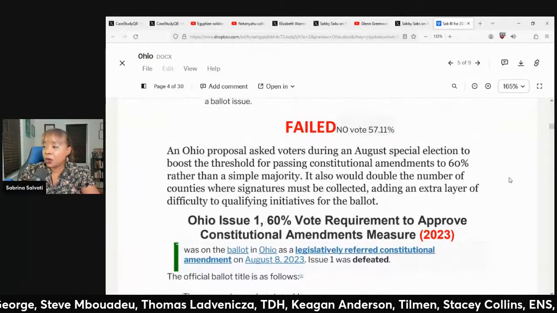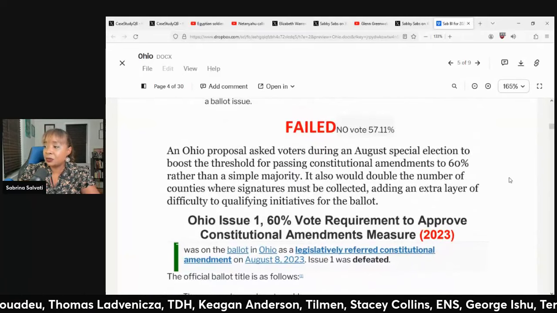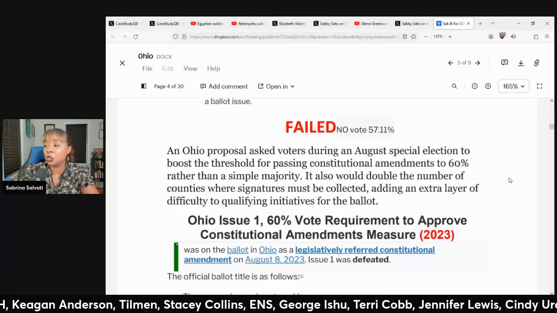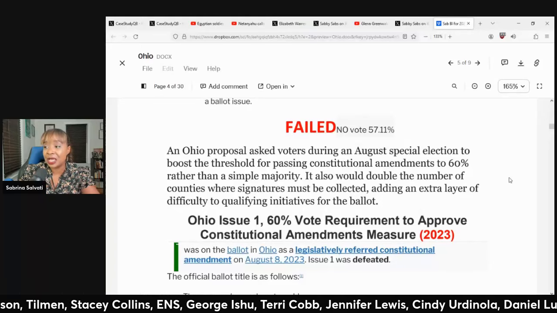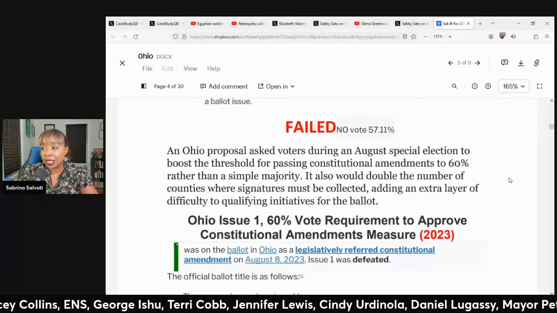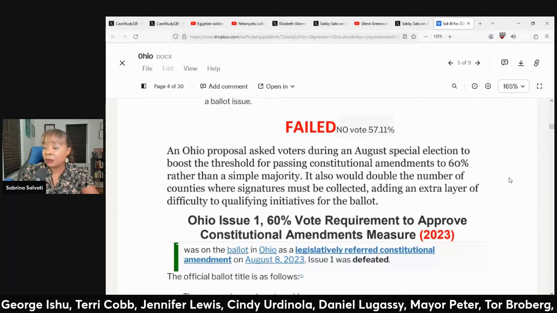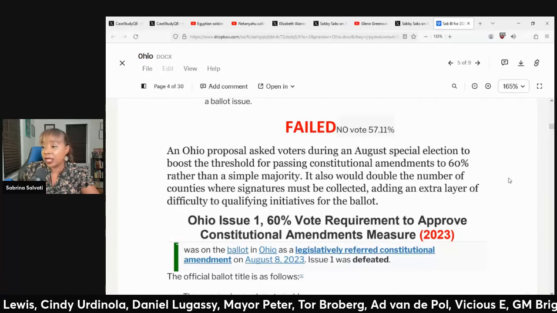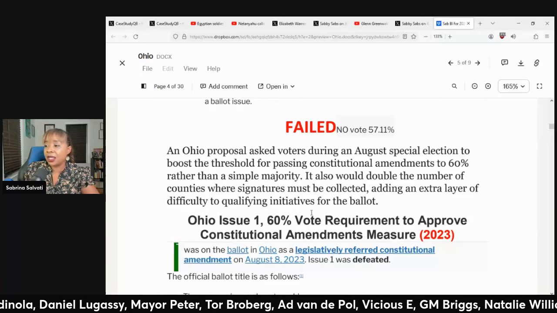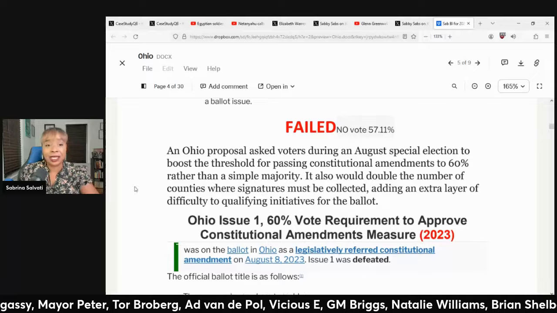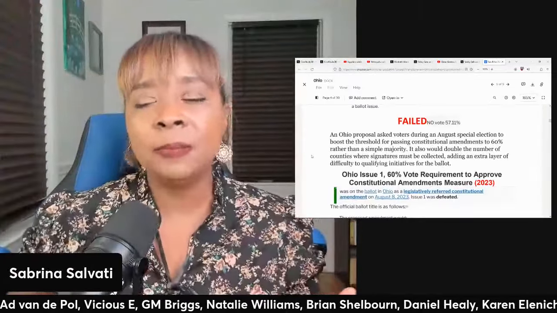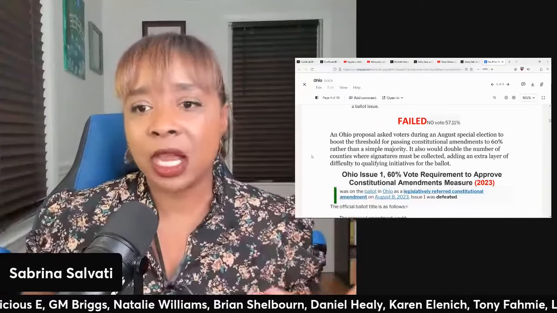An Ohio proposal asked voters during an August special election to boost the threshold for passing constitutional amendments to 60% rather than a simple majority. It would also double the number of counties where signatures must be collected, adding an extra layer of difficulty to qualifying initiatives for the ballot. They tried to pass this in South Dakota in 2022, and I covered that as well.